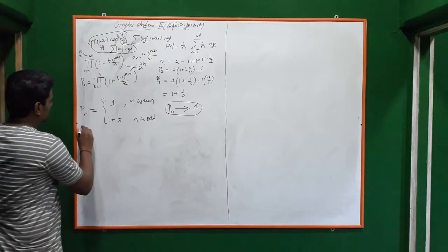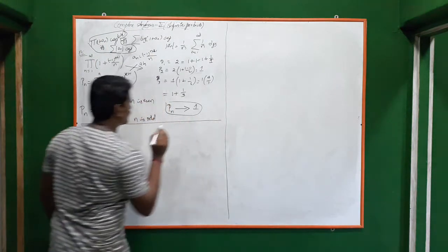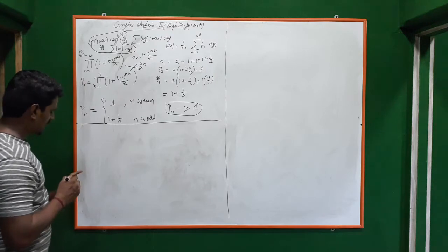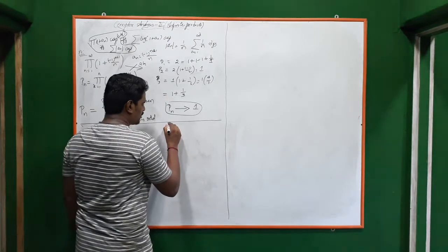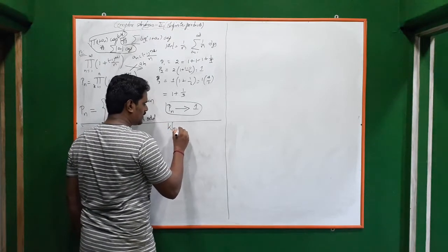Okay, fine. So this is your example. We will move on to the next section. The next section is we have to prove the Weierstrass product theorem.